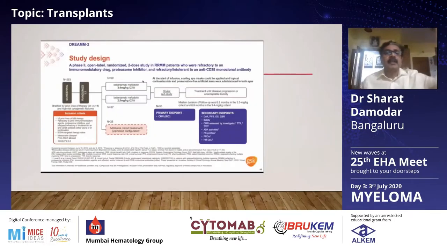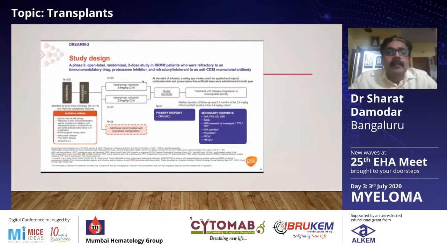The basic design of this, the initial one was called the DREAM-1 study. I'll come to what happened there. What was presented here was the DREAM-2 study. This is a phase 2 open-label randomized study in relapsed refractory myeloma patients who are refractory to an immunomodulatory drug, a proteasome inhibitor, and refractory or intolerant to an anti-CD38 monoclonal antibody. In the DREAM-1 study, they did not have people who were refractory to the anti-CD38 antibody. That was the subset that they used. In the DREAM-2, they were even refractory to that, so they were obviously sicker patients.